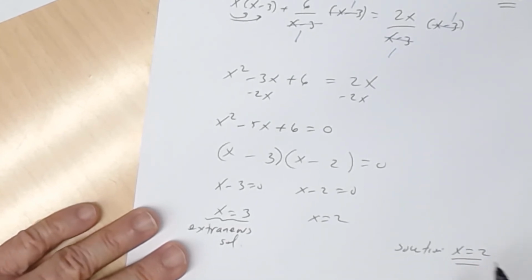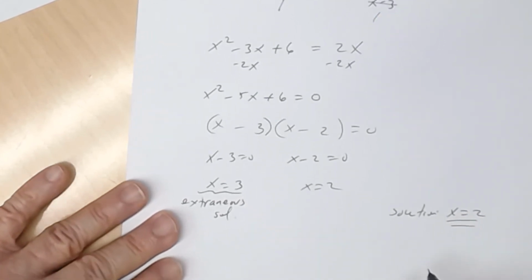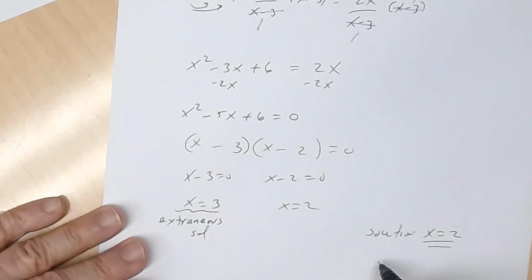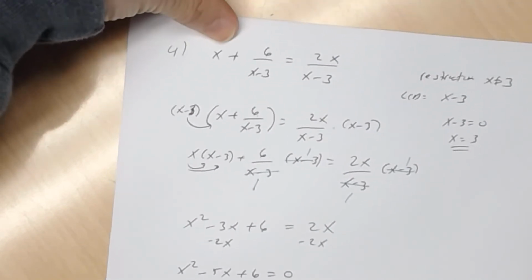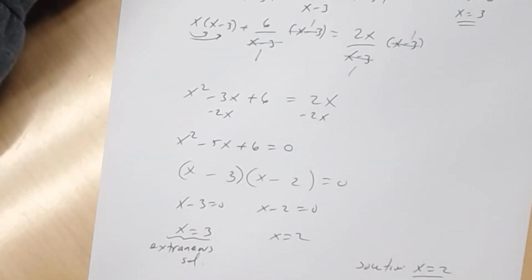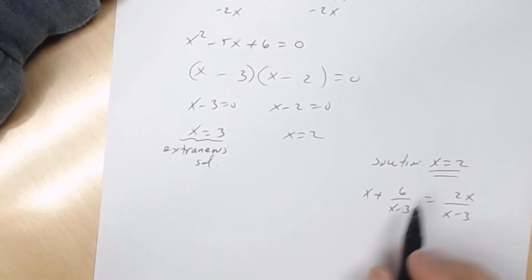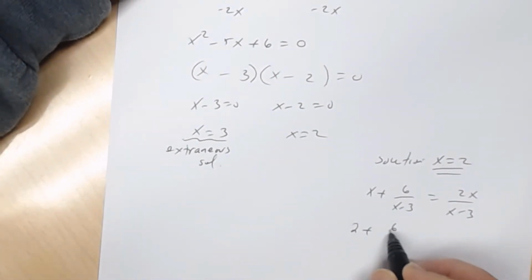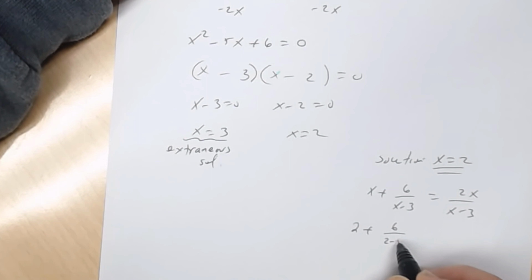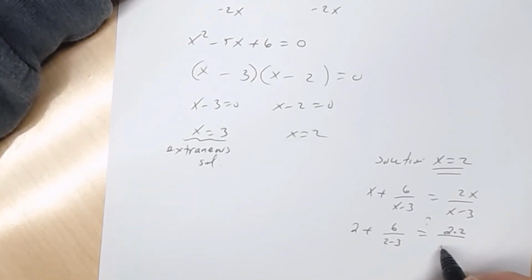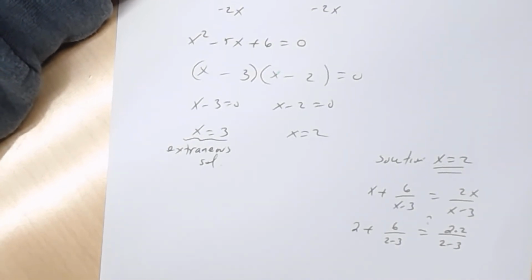Now, if you want to check it, you can. Let's just check x equal 2. Because I could have made a mistake, right, along the way. So let's just check x equal 2. So we go back to the original, right here. So I'm going to rewrite the original. X plus 6 divided by x minus 3 equal 2x divided by x minus 3. And wherever we see the variable, I'm going to substitute 2. So I get 2 plus 6 divided by 2 minus 3. And I want to see if that's going to equal 2 times 2 divided by 2 minus 3, right?